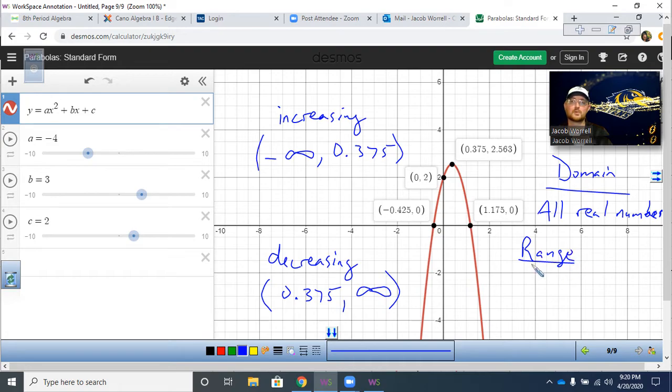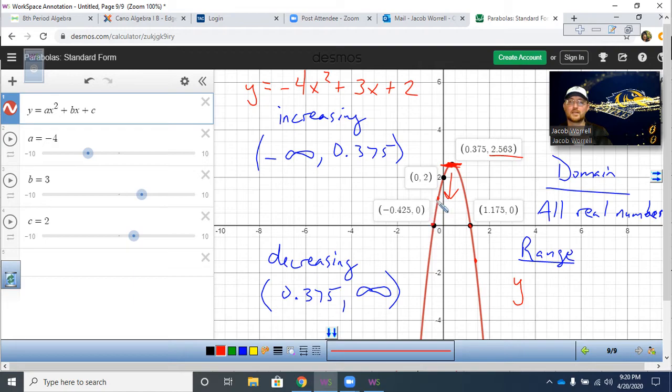Now the range is a little different. The range we're looking at, well, what are the possible answers that we can get from this equation? And this equation, again, if I write it out, would be y equals, our a value is -4, and we have x squared. B value is 3, so positive 3x, and the c value is 2, so plus 2. All right, now the range for this equation, well, I look at the graph. What was my y value where it stopped? Right there at 2.563. So y is always going to be less than that. All my answers are below this.